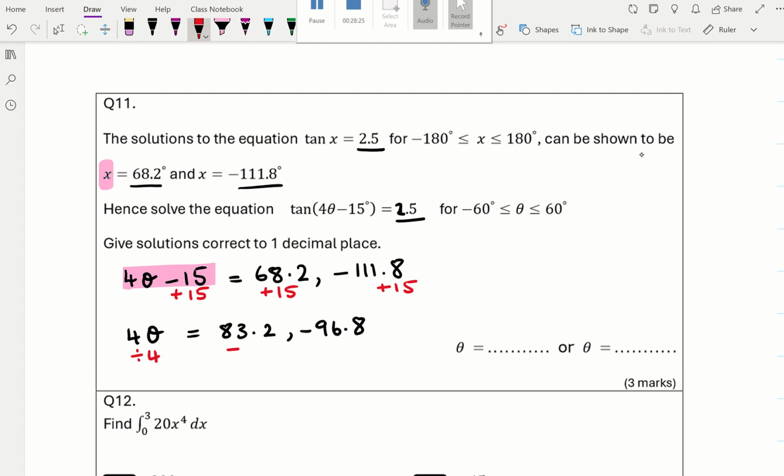So I would need to divide by 4, and divide by 4. And I get my final values for theta, which are 20.8 and negative 24.2 degrees. So they've done the hard work for you. They found the angles, and all you need to do is to reverse this to find theta.